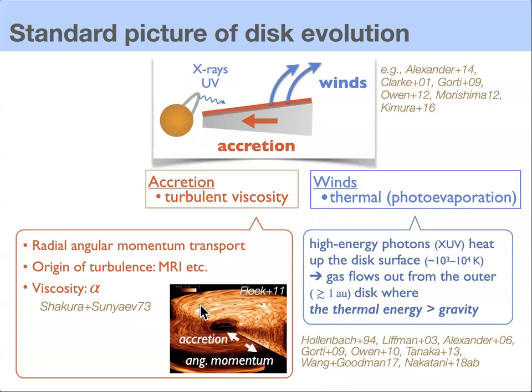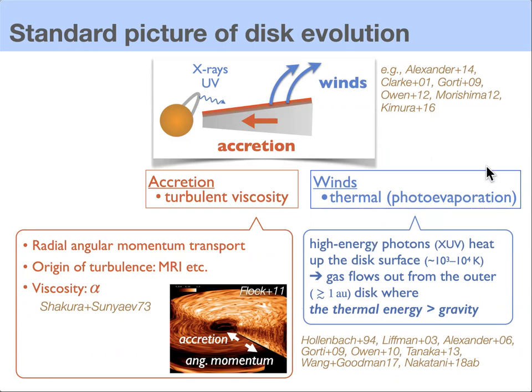In the standard scenario, two processes are considered, namely accretion and photoevaporation. The disk is assumed to be turbulent, and the turbulent viscosity drives the angular momentum transport in the radial direction. The origin of the turbulence is thought to be MRI, and the viscosity is parameterized with alpha parameter.